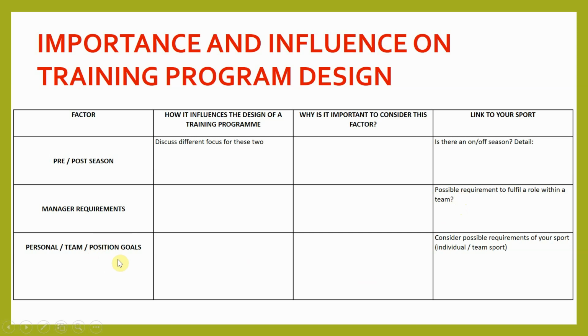And then personal, team or position goals, so how it influences the design of a program. So if you were going to talk about football, a training program for a goalkeeper would be different to a program for a centre forward or a winger, etc. And it's important to consider this because it helps that person maximize their performance in their chosen position. And then consider possible requirements. So again, if you're looking at football, you might want to look at the requirements of a goalkeeper versus a centre back versus a midfielder. If I was looking at cricket, I would look at the requirements of a fast bowler versus a batsman, okay, because those training programs would be very different.